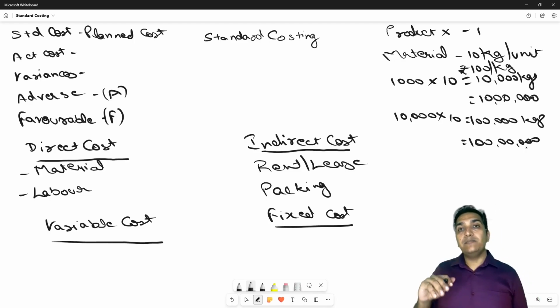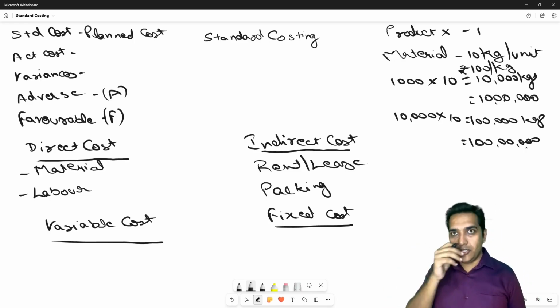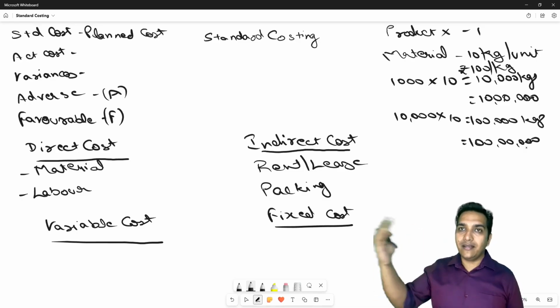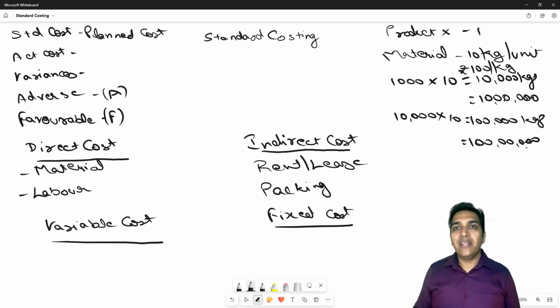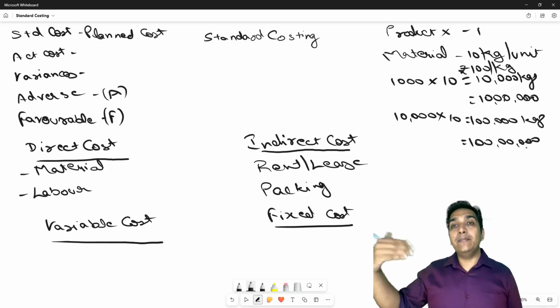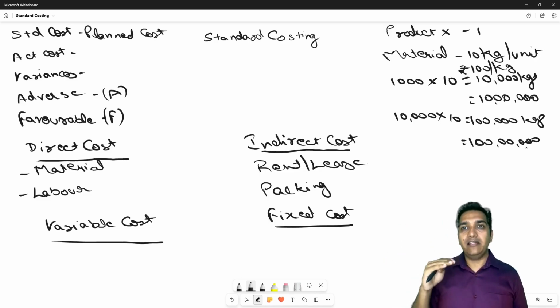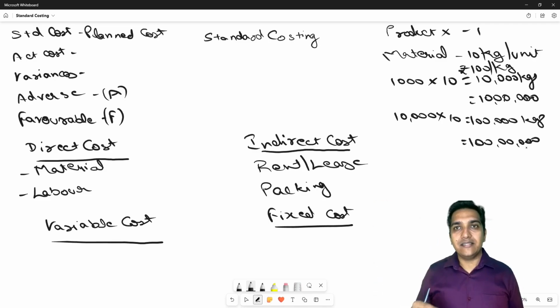Right? So this material is variable in nature. That means with every unit increase in my product, my cost is also going to increase. So that is variable in nature. That means variable, right? With every increase in my production, or with every increase in my output, my cost is also going to increase. That is variable cost.